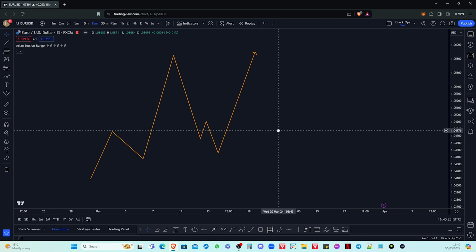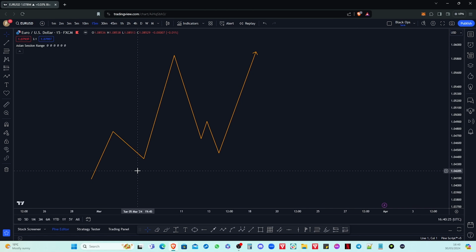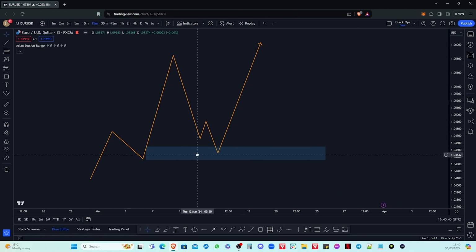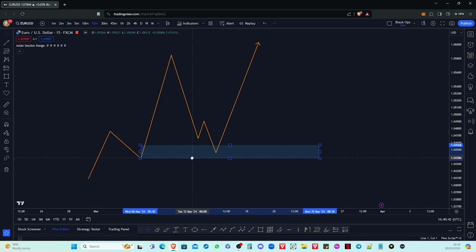So let's get straight into it. As you can see, I have drawn out a very quick diagram of price action, and you're probably thinking, so what does this show? If we just draw this out like that, it probably makes a bit more sense now that I've drawn out this demand zone.